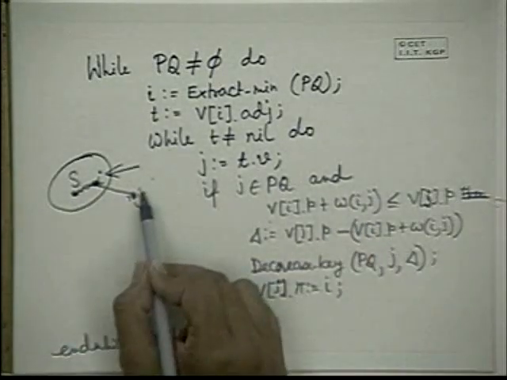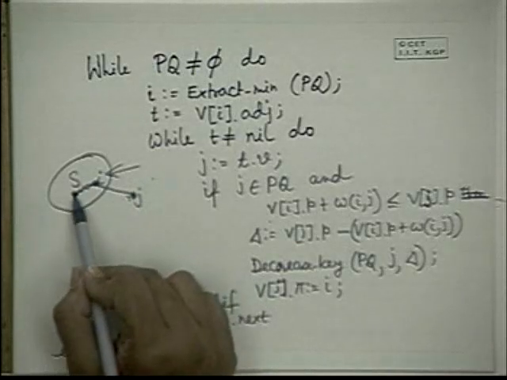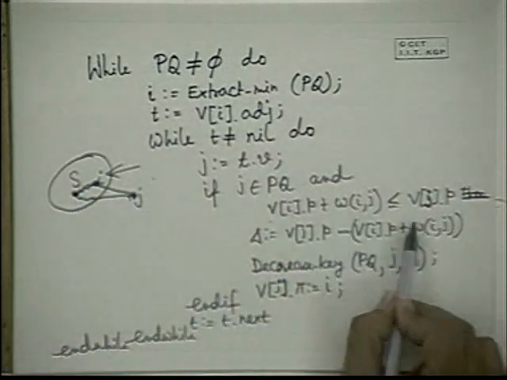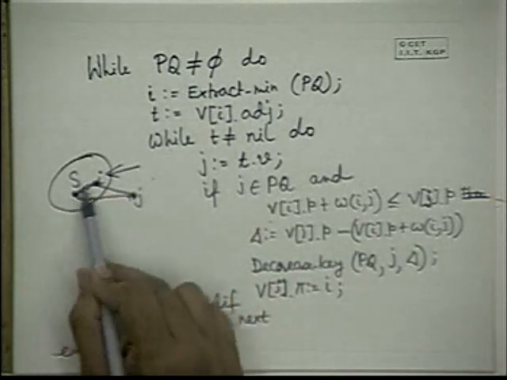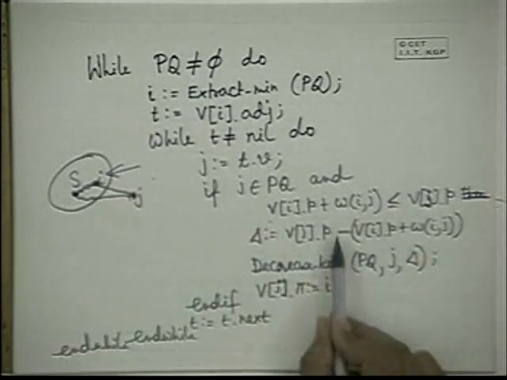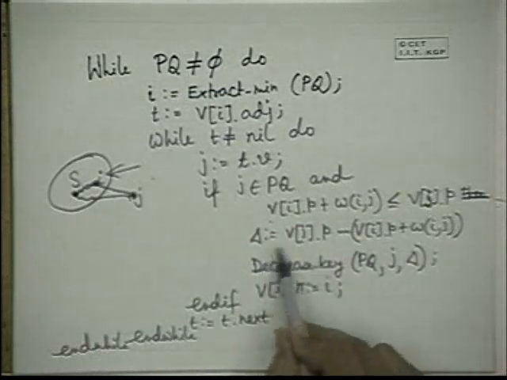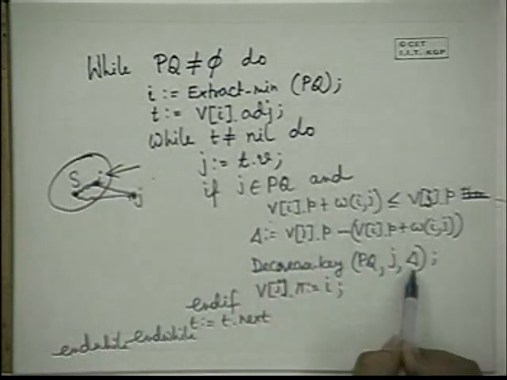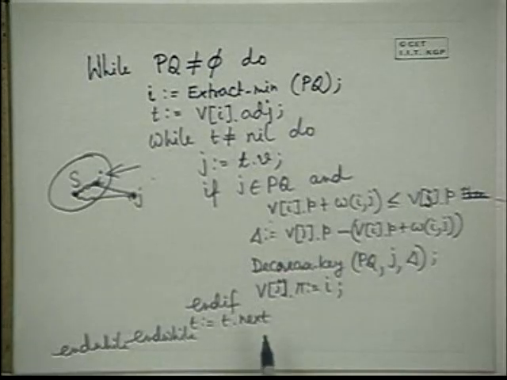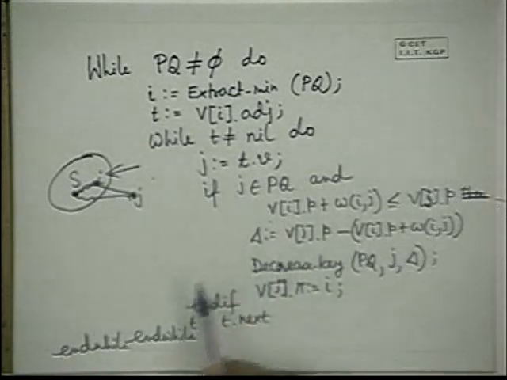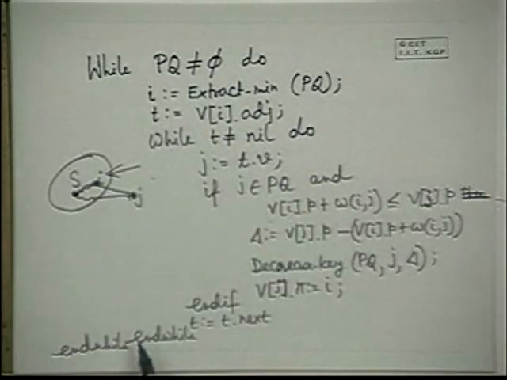If this is less than what you have already computed for J, that is Vj.p, then you should update its weight, and that's what it is doing. You take the difference of these two weights and decrease the value of the weight for J, and you go on doing it until you are done with the priority queue.